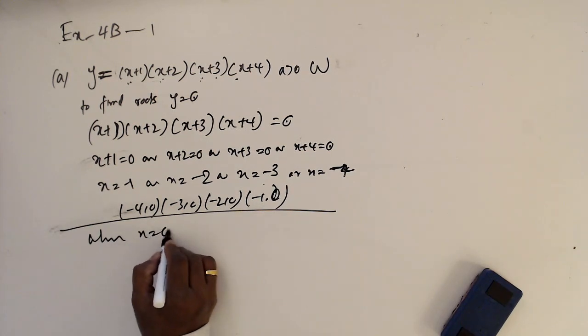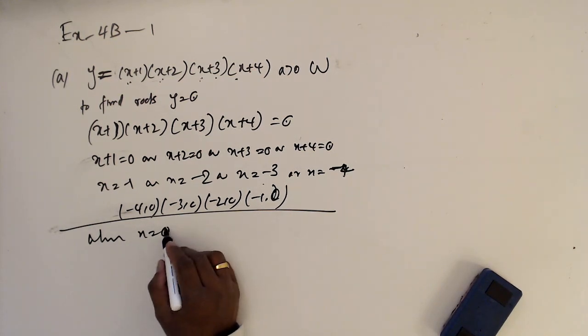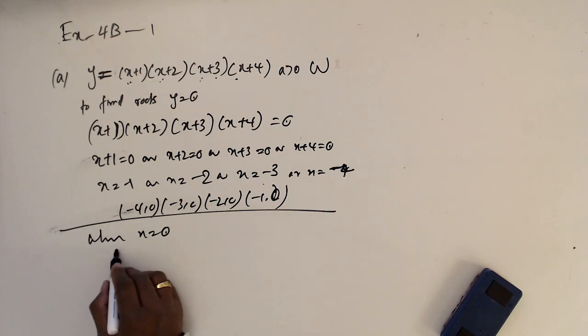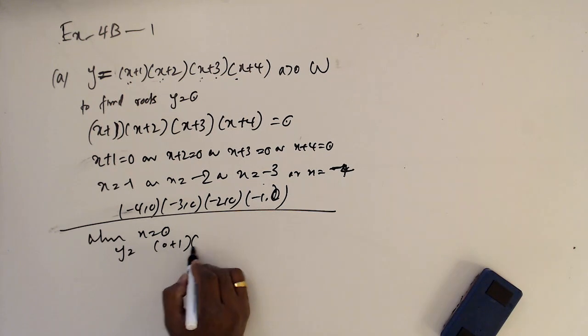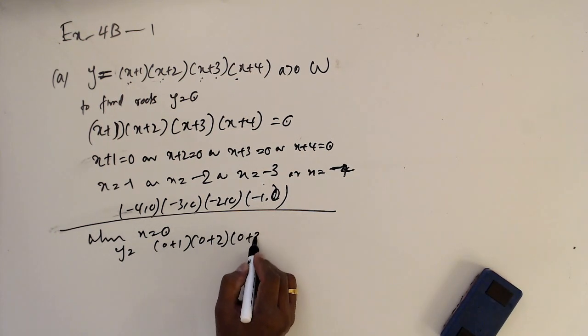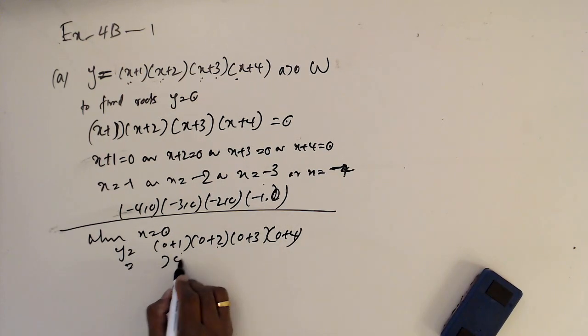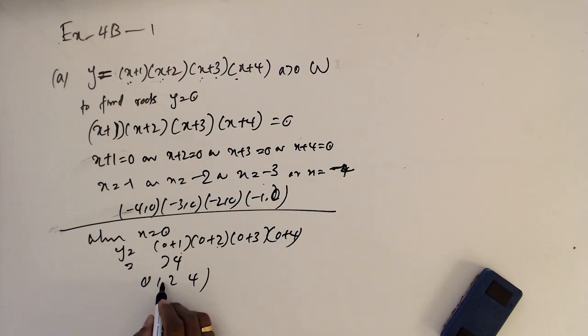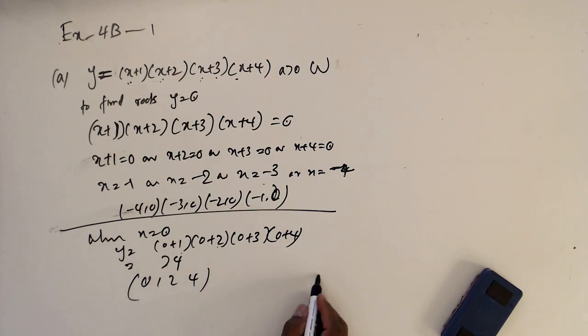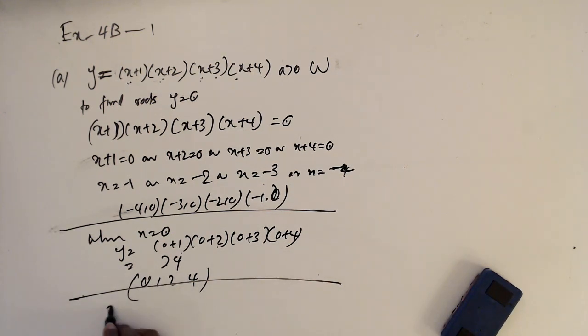When x equals 0, to find where the graph crosses the y-axis, y equals 0 plus 1, 0 plus 2, 0 plus 3, 0 plus 4. It means 24. 0, 24. Now we know that when x goes to positive infinity, y also goes to positive. x goes to negative infinity, y also goes to positive. Now we can draw.